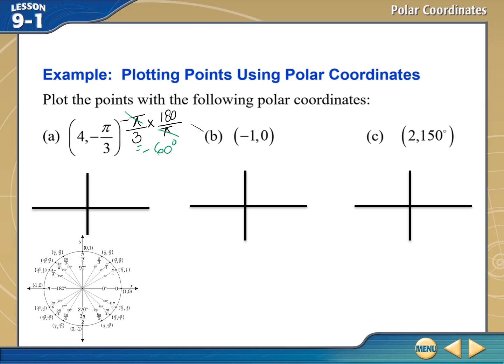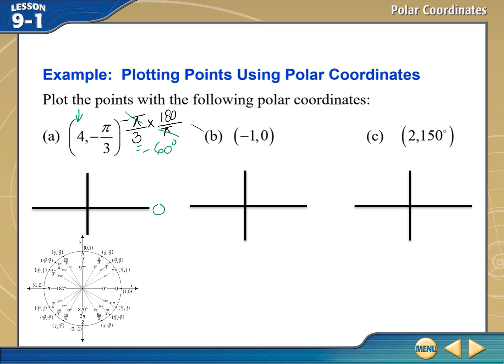Later on we will make the 4 for r, but first make the negative 60 degrees. Remember, here it is 0, and here it is positive 90 degrees. But I don't want the positive side. I don't want to go in the anti-clockwise direction. Why? Because my angle is negative. So I will go in the clockwise direction.